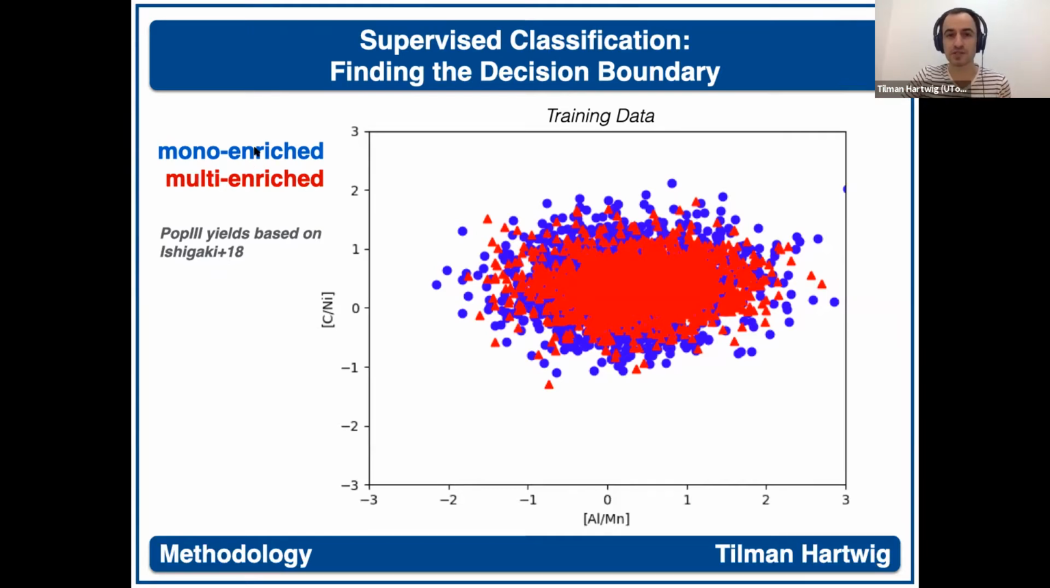For the mono-enriched stars, we just take the yields basically as they are and convert them into abundance ratios. And for the multi-enriched stars, we just take random pairs or triplets of synthetic supernova yields and calculate the abundance ratio. You don't have to worry too much about the quantitative details. This is carbon over nickel and aluminum over manganese, and the distribution of how this would look in abundance space. You can see that the multi-enriched, the red triangles, are more centrally concentrated in abundance space. That makes sense because, if you think about it, multi-enriched is some weighted average of the yields.